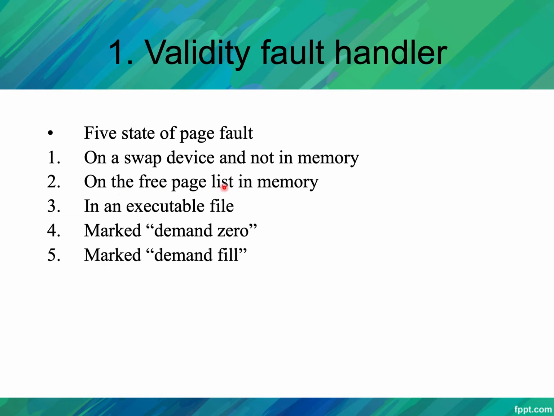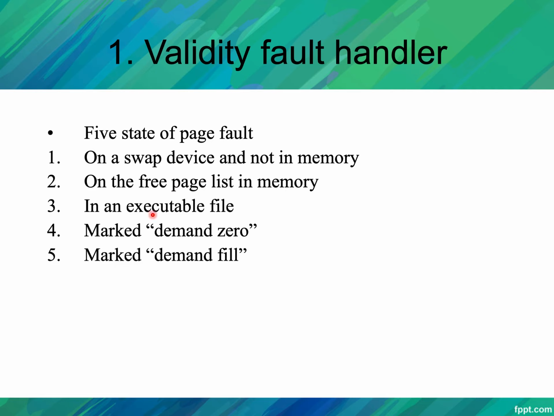And on the free page list in memory, free page list means whenever the same content is available in your primary memory as well as in the swap space, the page which is available in primary memory will be added to the free page list. Free page list means it will reset the validity bit to 0. So at that time the content is not valid, so that copy has to be taken from your swap device.